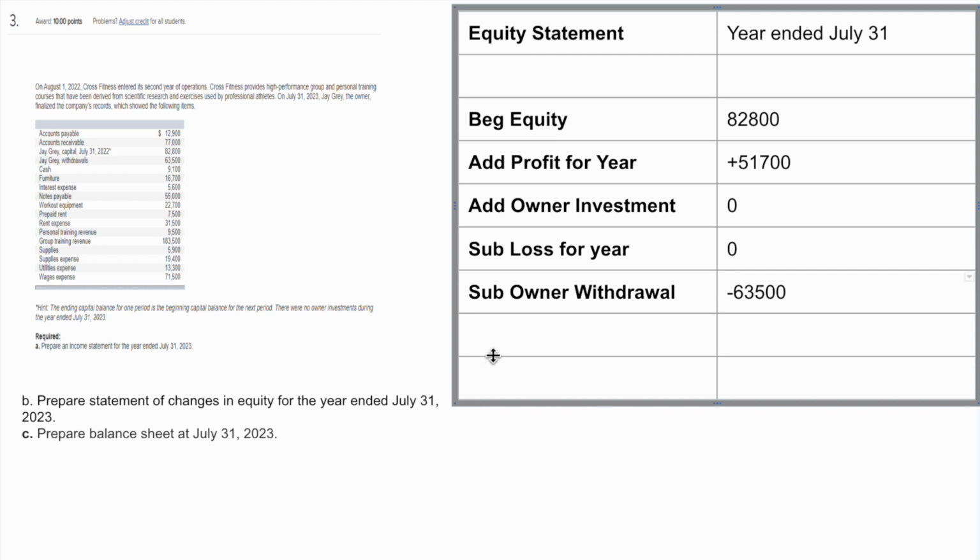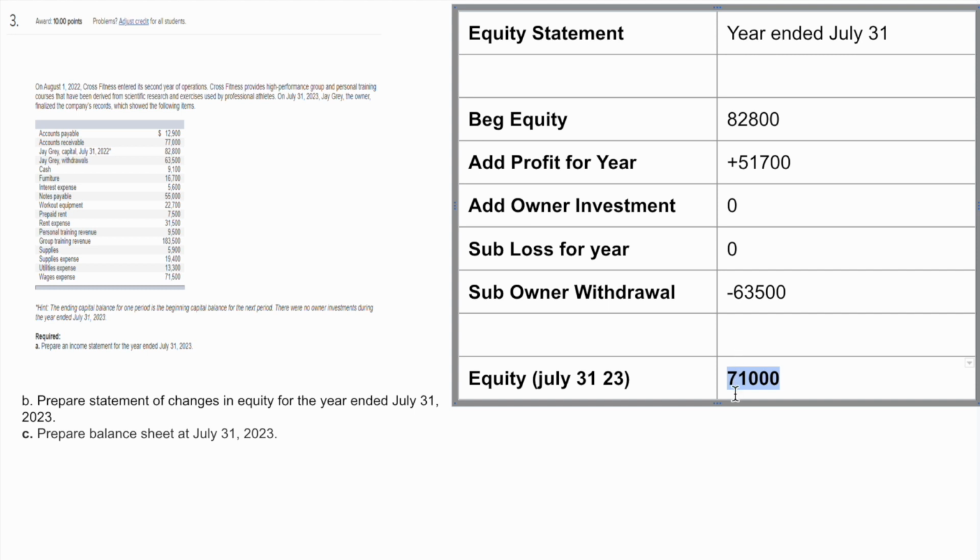So what we'll get at the end of the year is the equity on July 31st, 23, would be 82.8 plus 51.7 minus 63.5, and that will be $71,000. So that's how you calculate that one there.